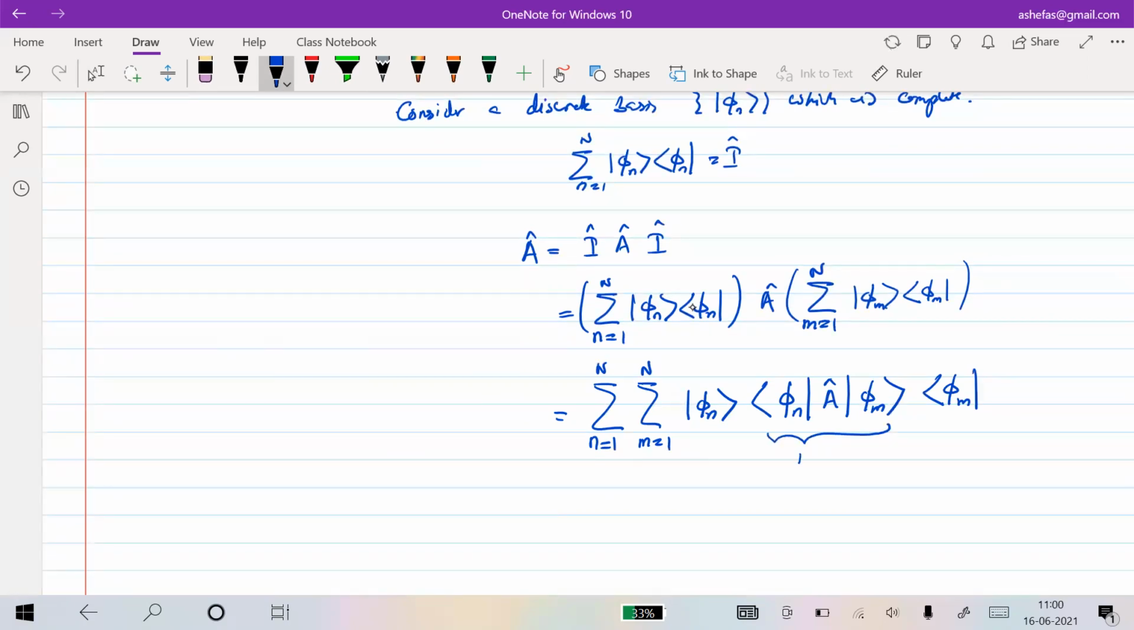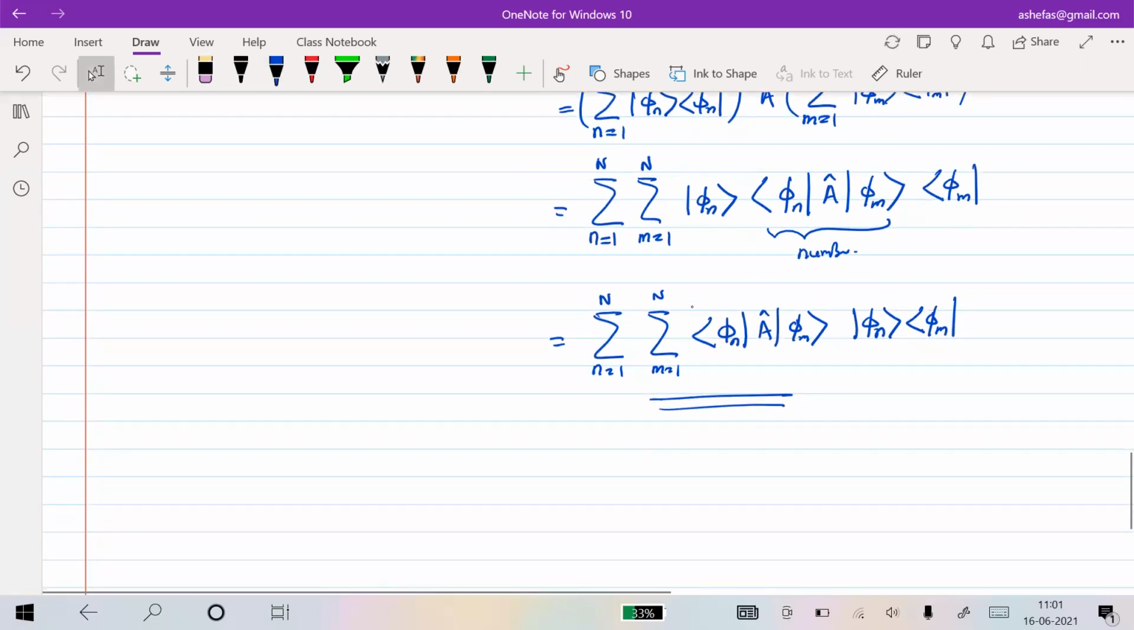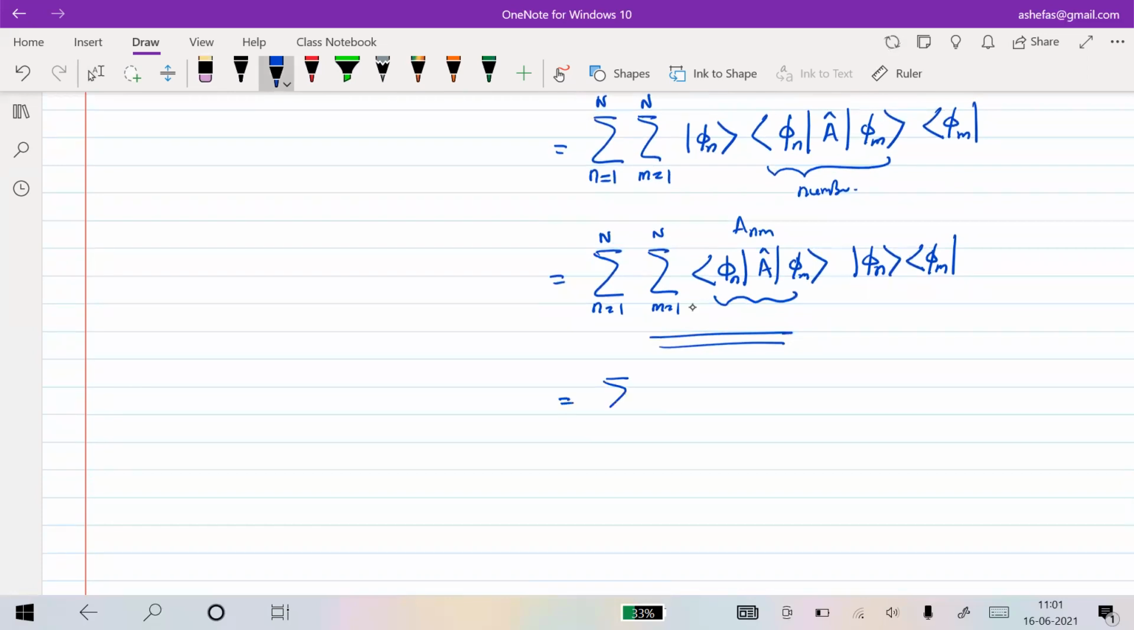Now this inner product is just a number, so we can write it at any position. So this can be written as the sum over n equal to 1 to N, m equal to 1 to N, of ⟨phi n|A|phi m⟩ times the outer product |phi n⟩⟨phi m|. Now this quantity, this inner product, we can call A n m. Therefore, this can be written as the sum over n and m from 1 to capital N of A n m times the outer product |phi n⟩⟨phi m|. So this is your operator A.